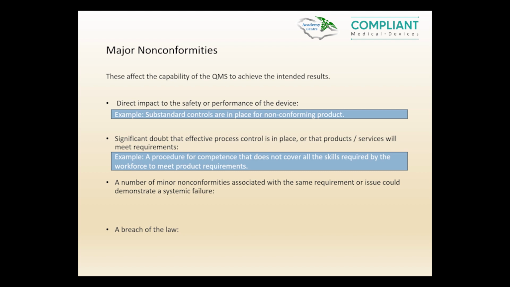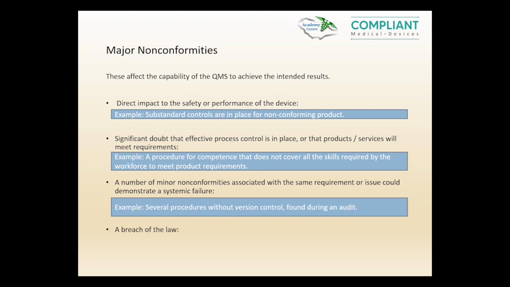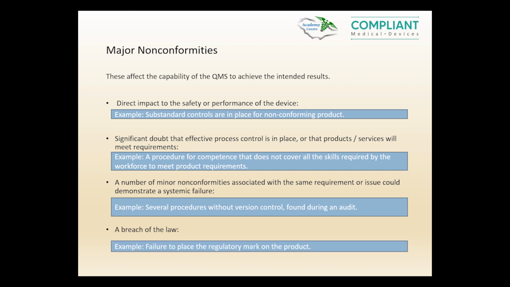Number 3, a number of minor nonconformities related to the same issue. This could demonstrate a systemic failure. Example, several procedures found during an audit without version control. Number 4, a breach of the law. Example, failure to place the regulatory mark on the product.